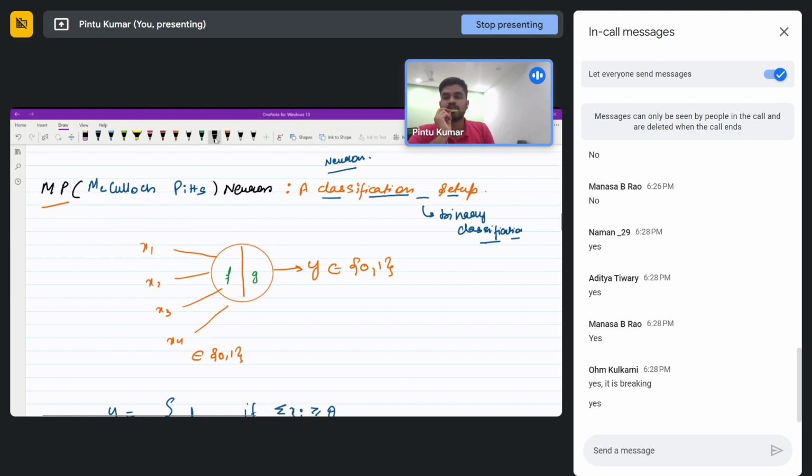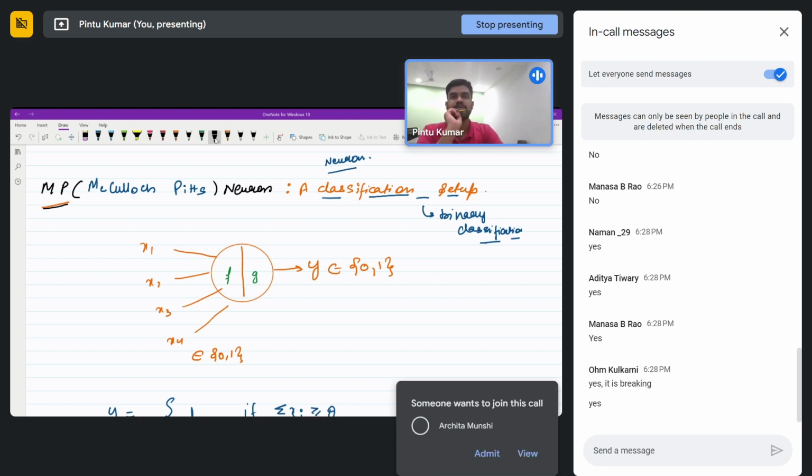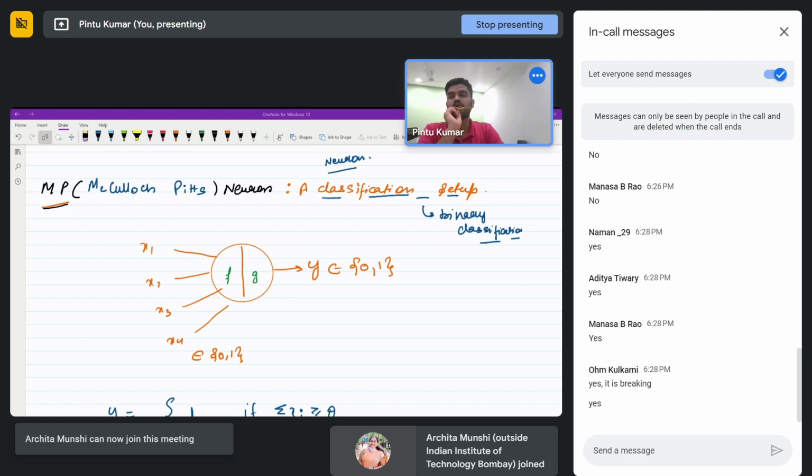Okay, so this is called something as MP neuron. This was one of the first neural models that was proposed, motivated by a biological neuron, that is covered very beautifully in the course. So how does the MP neuron look like?